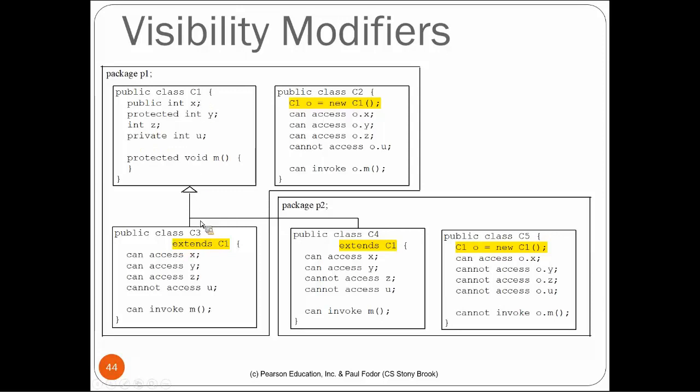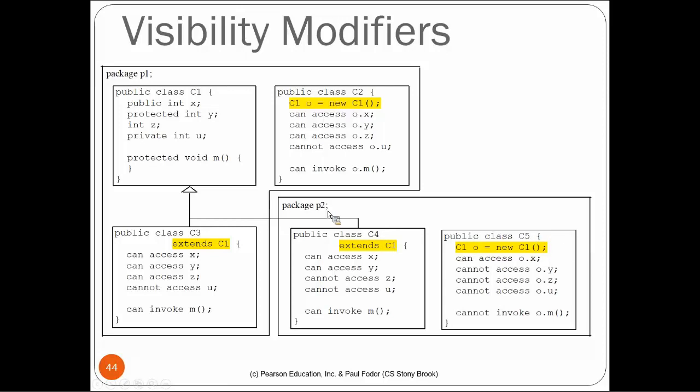Similarly, from a subclass C3 of C1, a class C3 that extends C1, we can access the public data field, the protected, the default package modified, but we cannot access the privately modified u. We can invoke the method m both from the class C2 for the object o or from the class C3. From a class C4, which is defined in the package P2 and extends the class C1, we can access the public data field x, the protected data field y, because C4 is a subclass of C1, but we cannot access the package level or default modified data field z and the private data field u. We can invoke again the protected method m because we are in a subclass of C1.